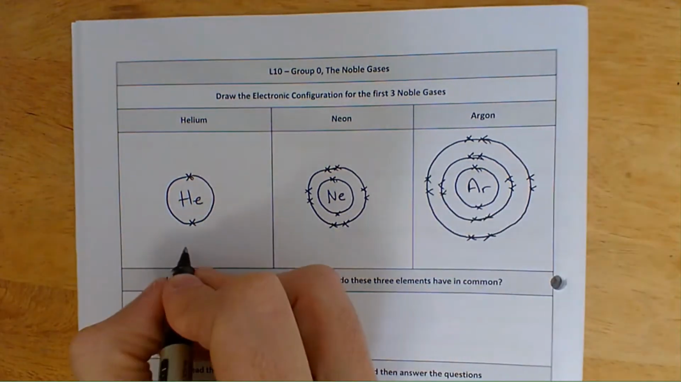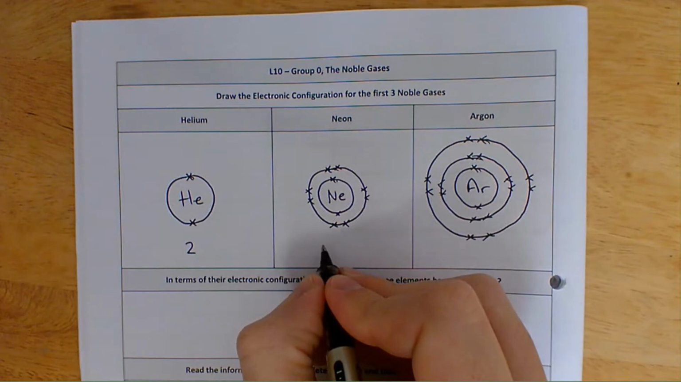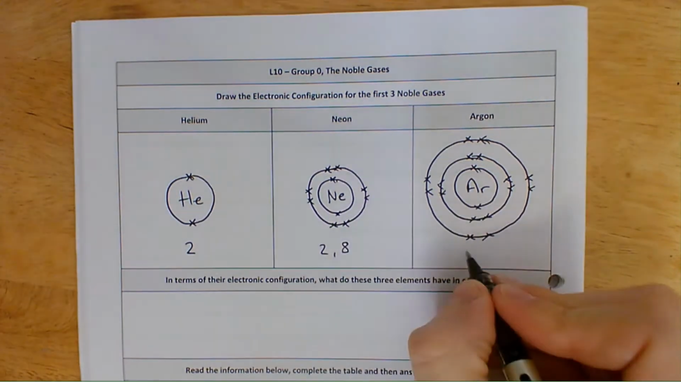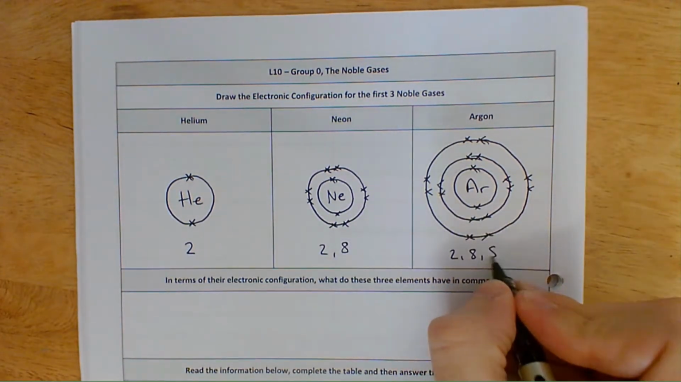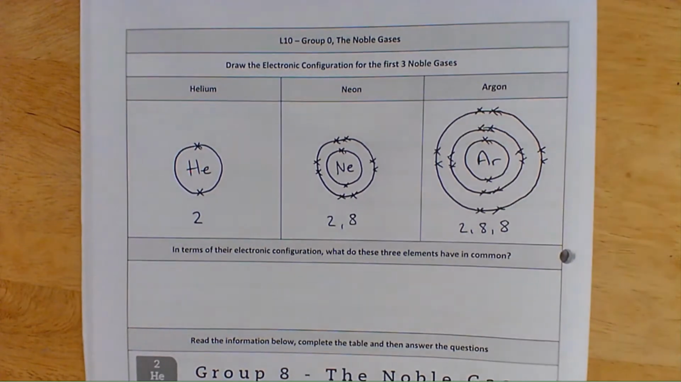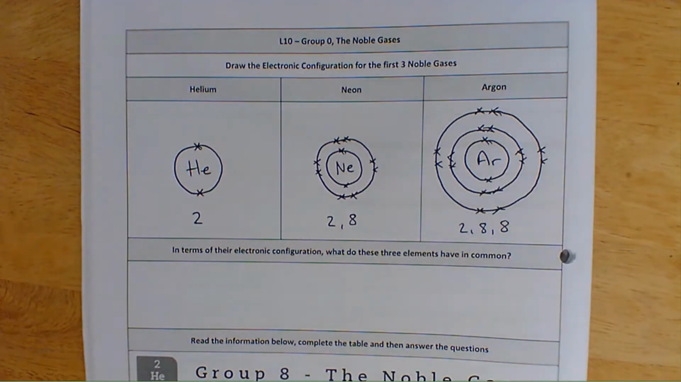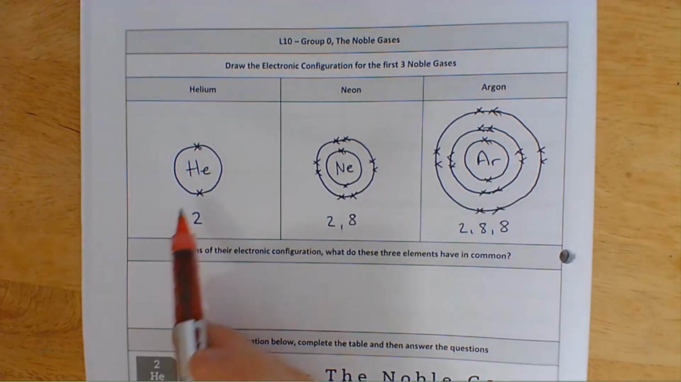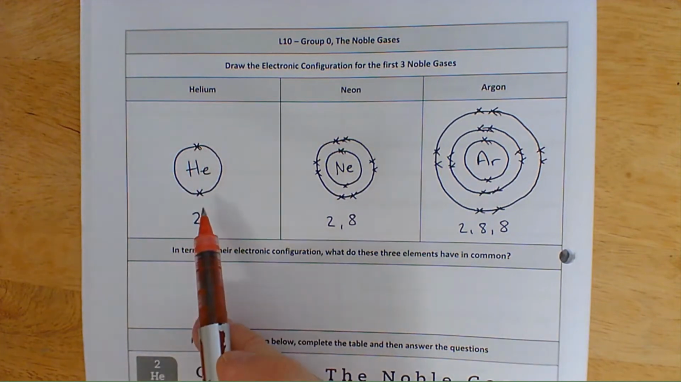So if we were to write those out, helium you would just write 2, neon you'd write 2, 8, and argon you'd write 2, 8, 8. So what you'll notice is they don't have the same number of electrons in the outer shell, and despite the group being called group 0, they don't have 0 in the outer shell. On some periodic tables you're going to see this group called group 8, but that doesn't work either because they don't all have 8 in the outer shell.